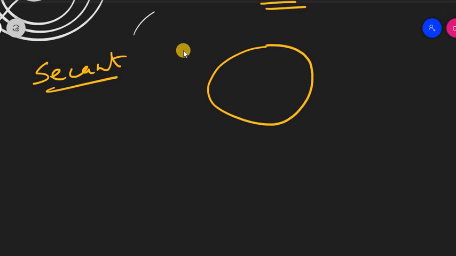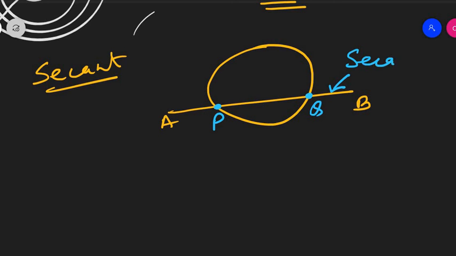Now let's go to the secant of a circle. What is a secant of a circle? Suppose there is a circle and a line intersects the circle at 2 points. Here you can see line AB is intersecting the circle at 2 points, that is P and Q. If any line intersects the circle at 2 points, then that line is called a secant.